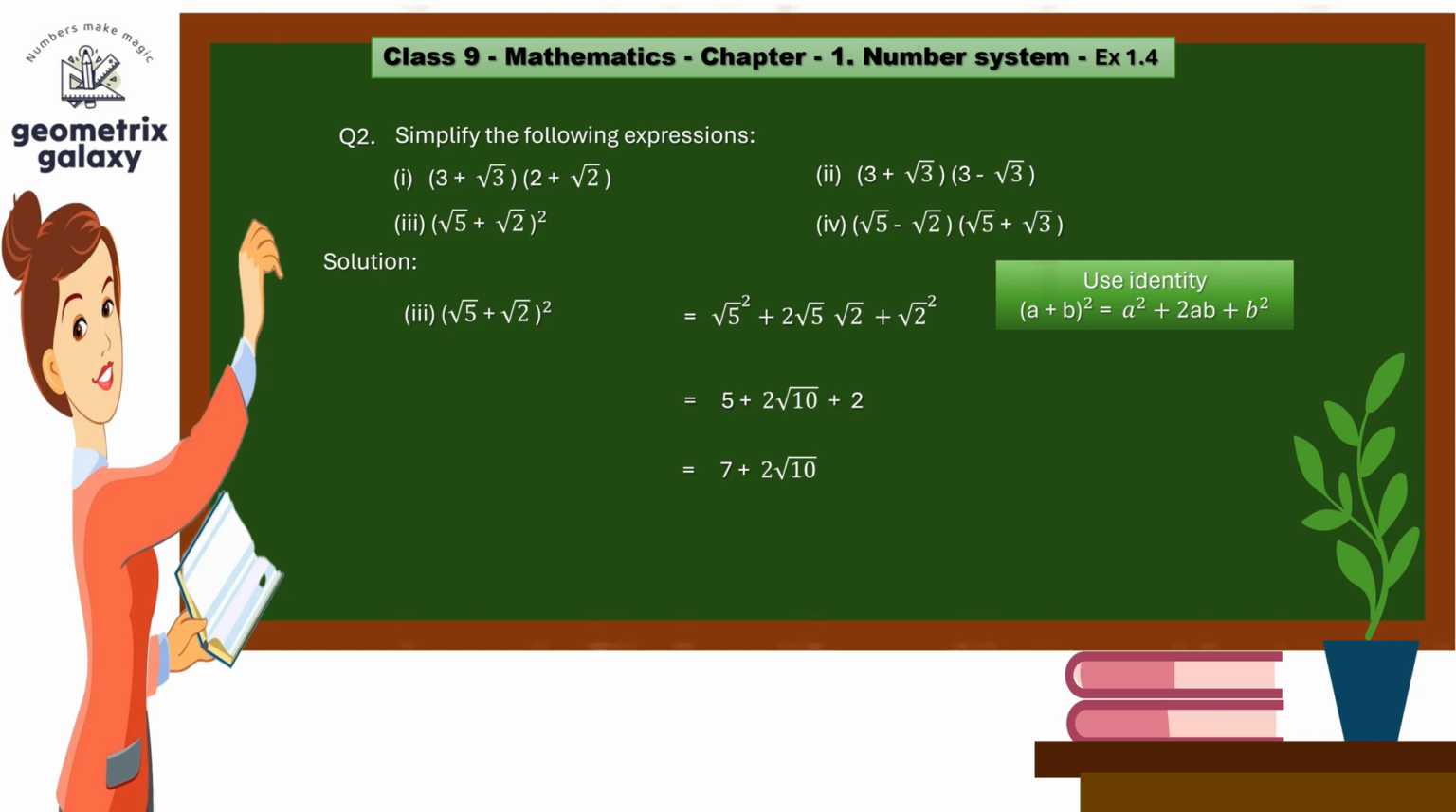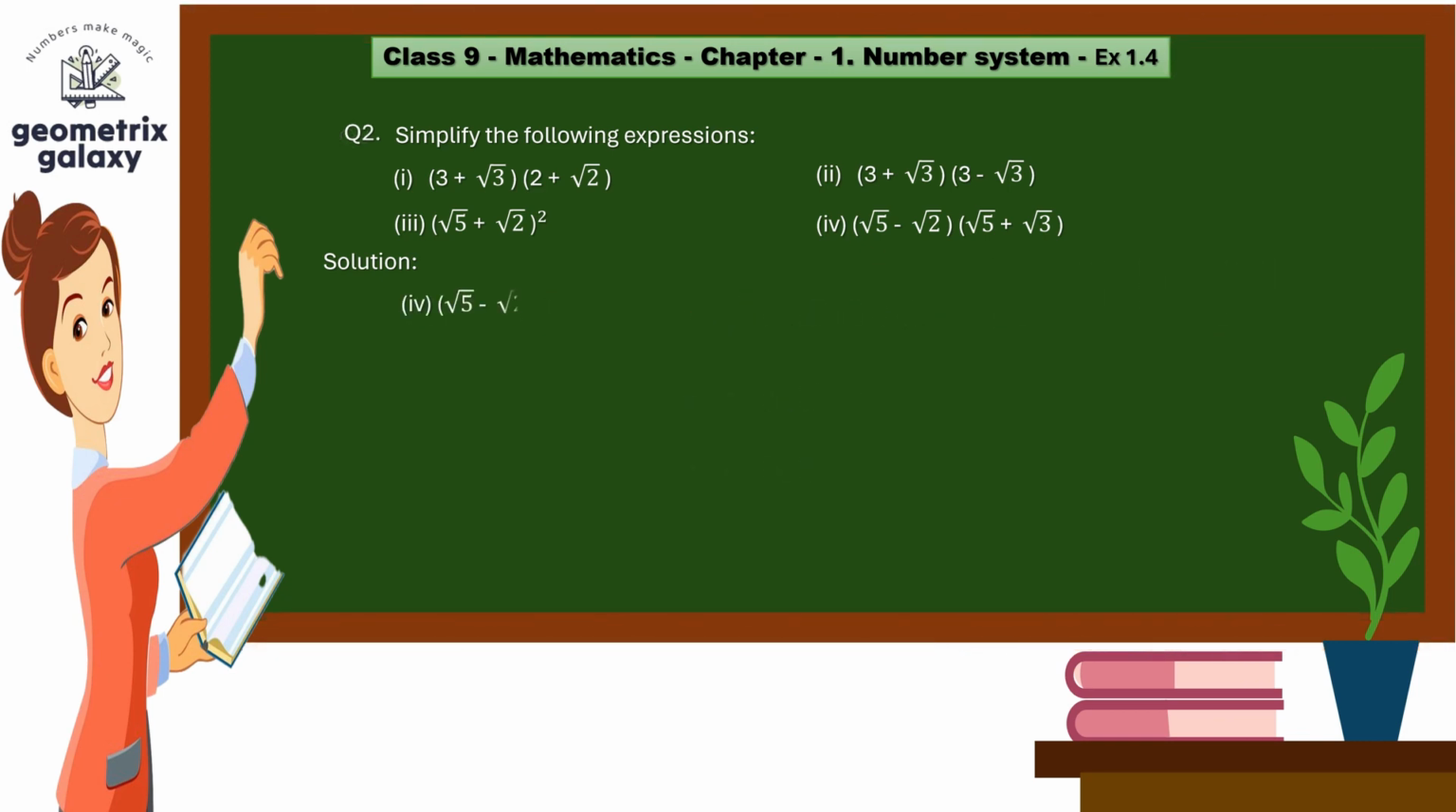Fourth subdivision is root 5 minus root 2 into root 5 plus root 2. This is similar to our second subdivision. We need to use the identity a minus b into a plus b is equal to a square minus b square. Here a takes the value root 5 and b takes the value root 2. So in the place of a square you will write root 5 square, and in the place of b square you will write root 2 square.